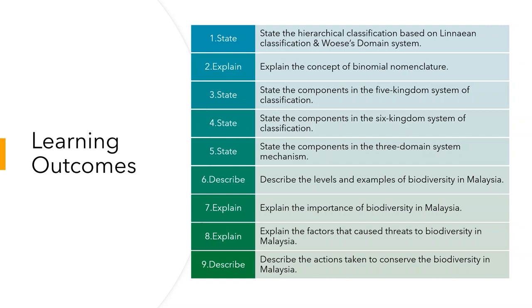Number 6, describe the level and example of biodiversity in Malaysia. Explain the importance of biodiversity in Malaysia. Explain the factor that give negative effect to the biodiversity, and also describe the action taken to conserve the biodiversity in our country.